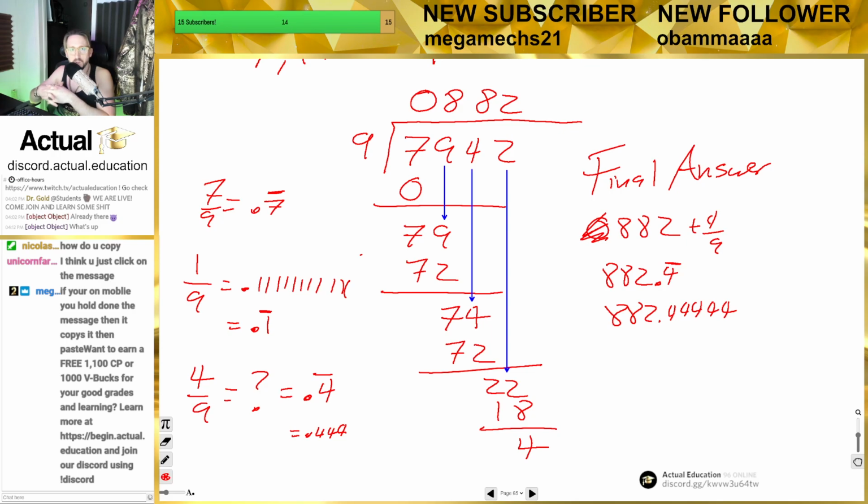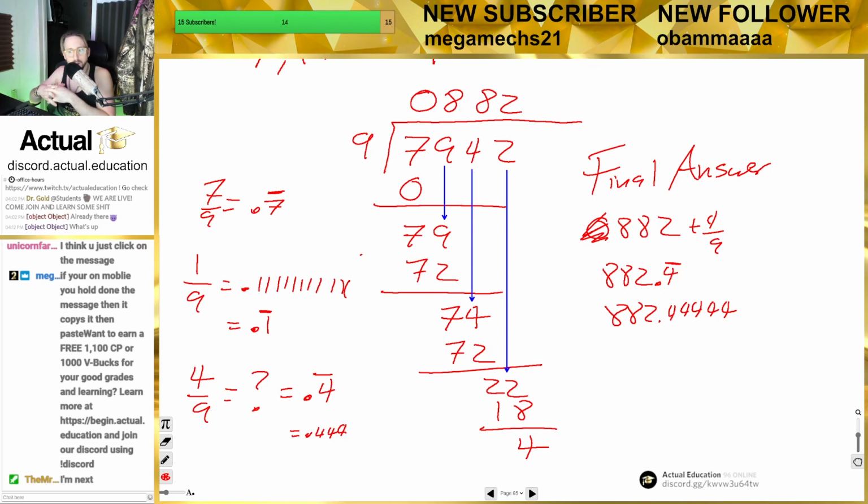But if you're out somewhere and you don't have a calculator, you don't have a phone, it's useful to be able to do this by hand.